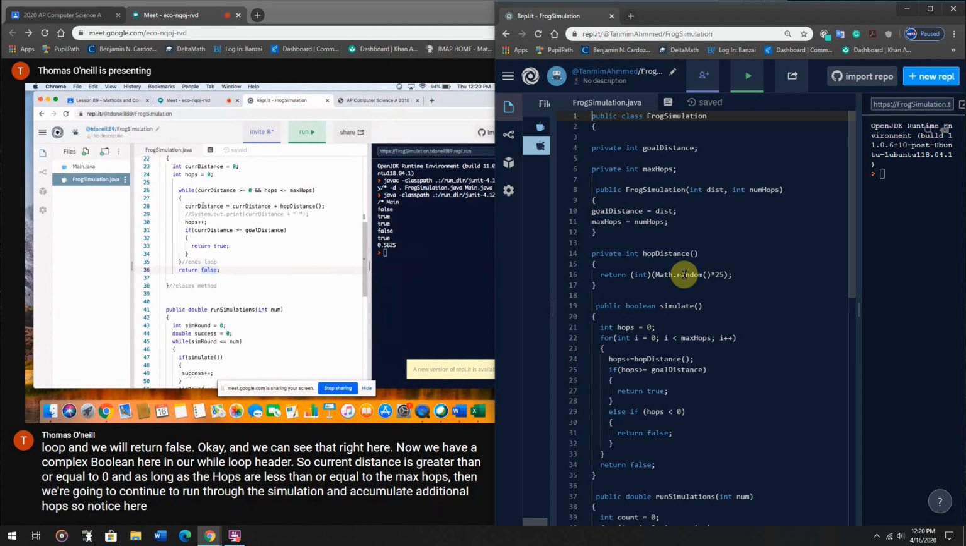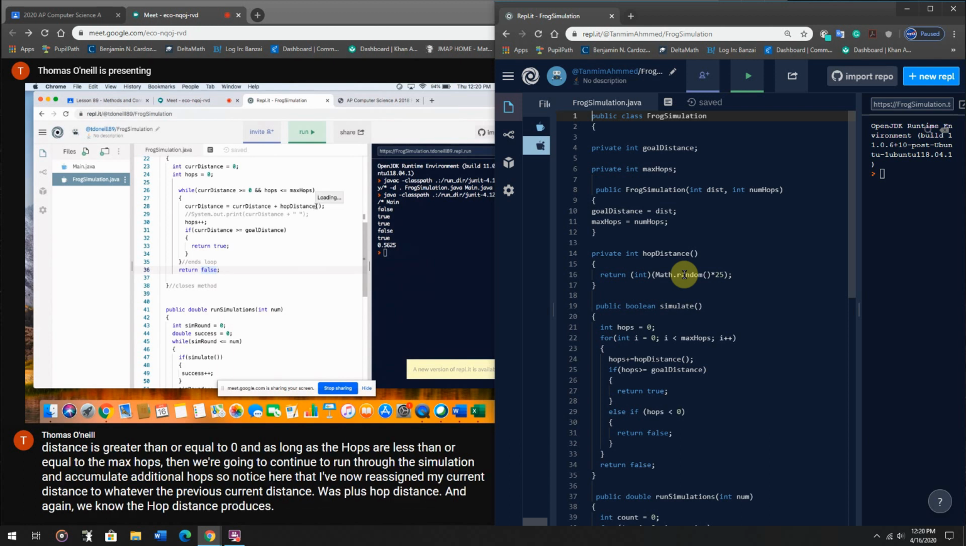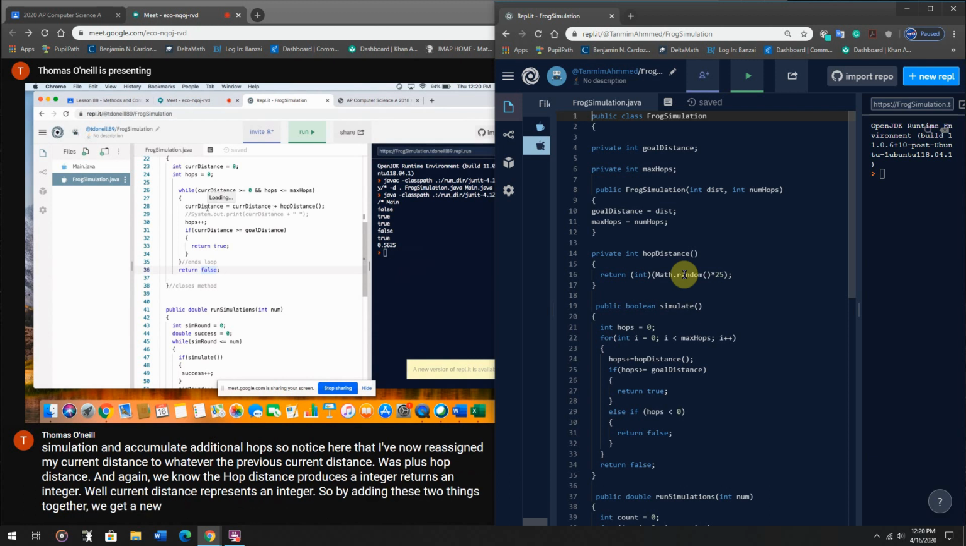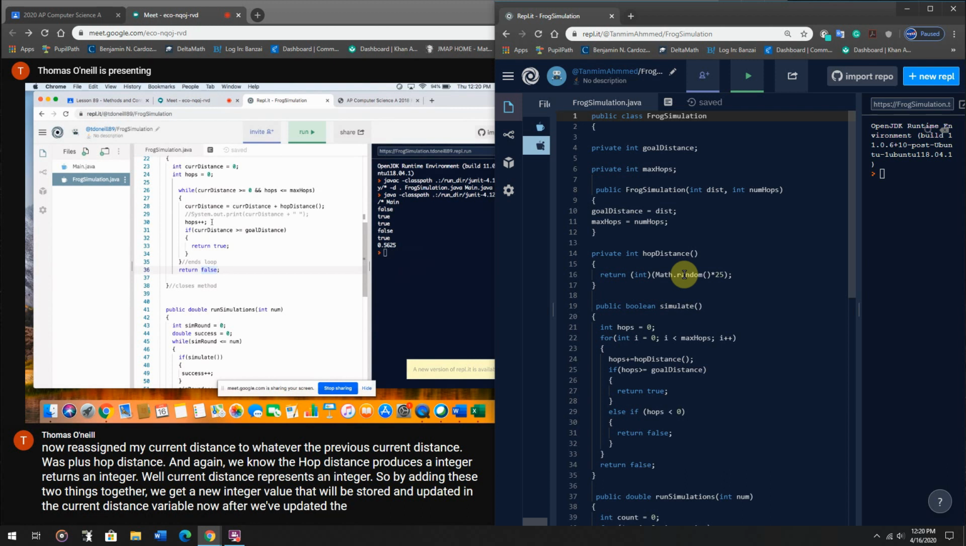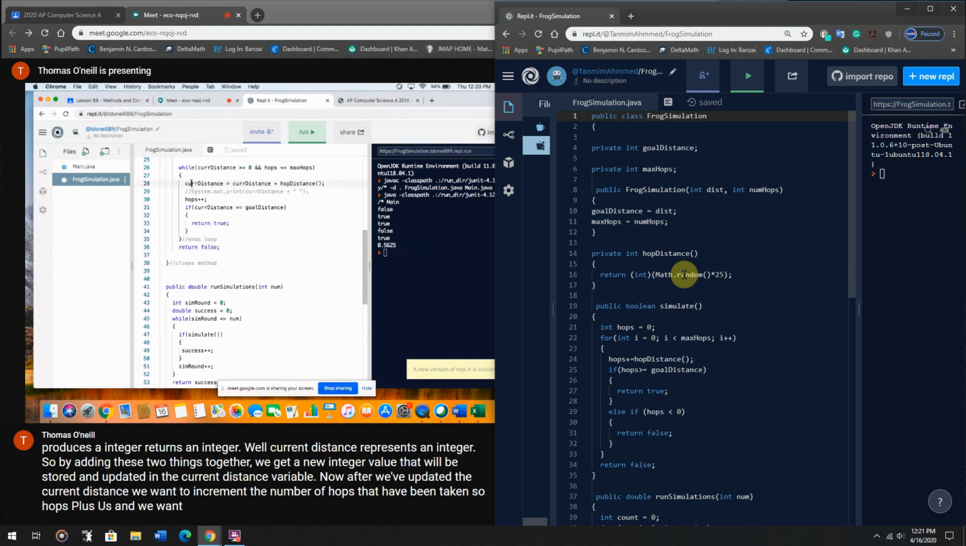Notice here that I've now reassigned my current distance to whatever the previous current distance was, plus hop distance. And again, we know the hop distance returns an integer, and current distance represents an integer. So by adding these two things together, we get a new integer value that will be stored and updated in the current distance variable. Now, after we've updated the current distance, we want to increment the number of hops that have been taken. So hops plus plus. And we want these two things to happen so long as these conditions are true.